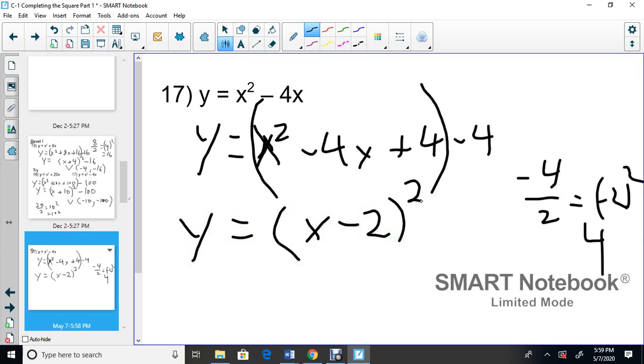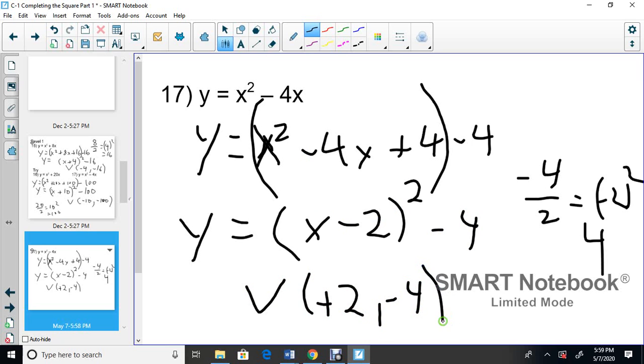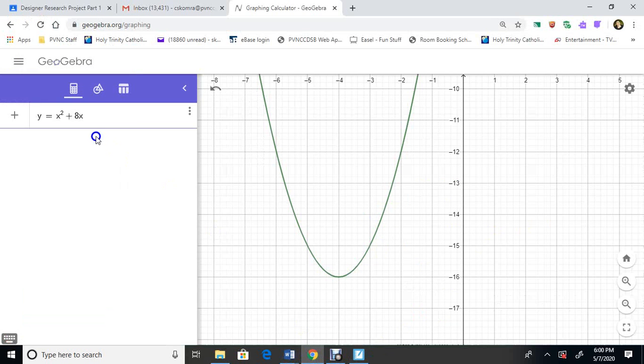So it's going to be half the negative 4 here, or the square root of 4 there, sign of the middle, minus 4. Okay, the vertex for this one: negative 2, so it's positive 2, opposite sign, comma, negative 4. So the vertex here is 2, negative 4. Let's go back to the graph here just to show you. So y equals x squared minus 4x. I'll show you here.